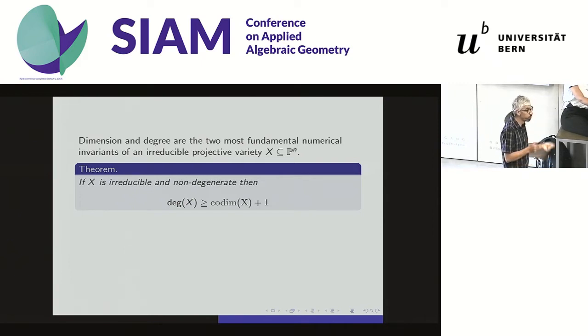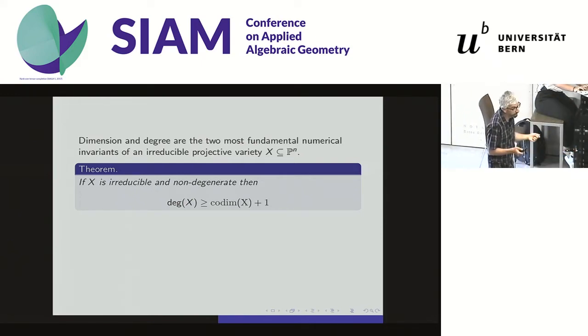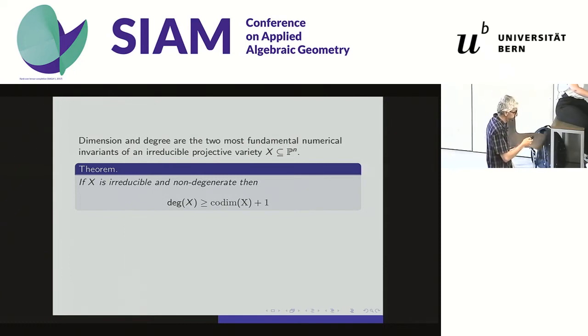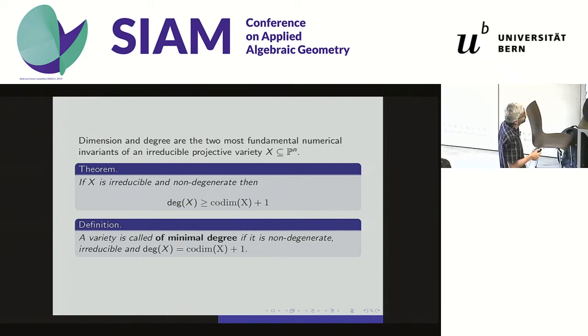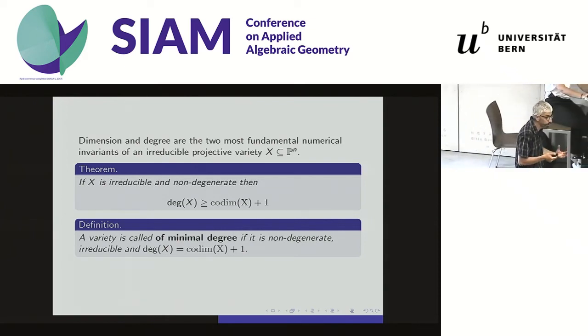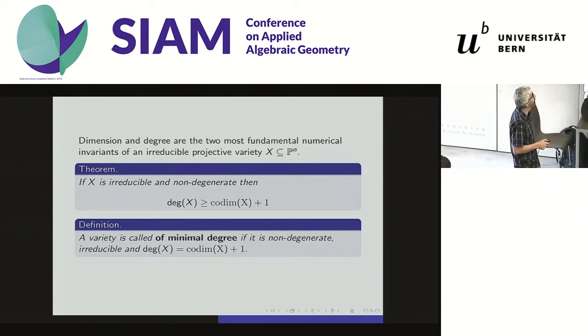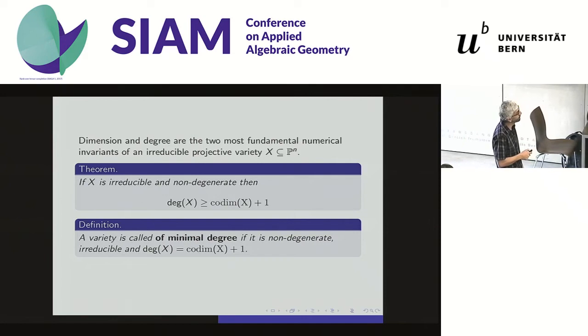But it turns out that these two numbers are not independent. Degree and dimension cannot be arbitrary, and they are in fact related by this basic inequality. If X is irreducible and non-degenerate, then the degree of X has to be greater or equal than the codimension of X plus 1. When you see an inequality like this, it's natural to ask what happens when the inequality becomes an equality. The inequality selects a special collection of varieties, the varieties of minimal degree, because their degree is as small as possible. A variety is of minimal degree if it is non-degenerate, irreducible, and has the smallest possible degree, namely the codimension plus 1.